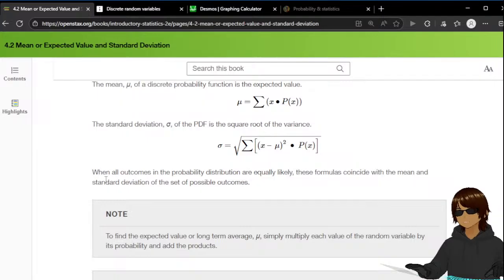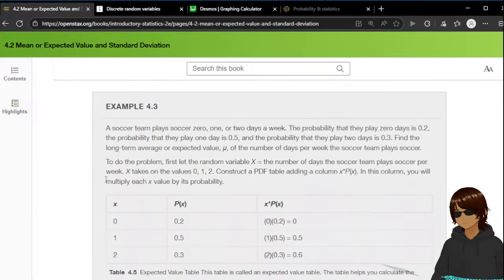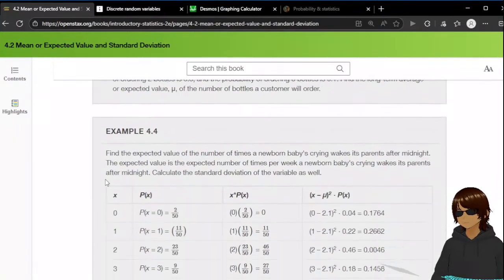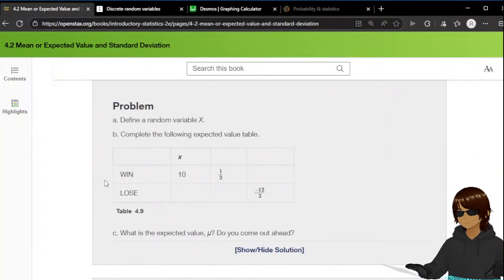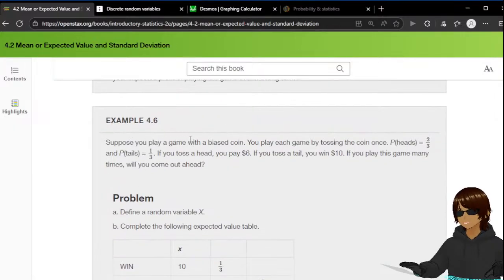When all outcomes in the probability distribution are equally likely, these formulas coincide with the mean and standard deviation of the set of possible outcomes. Suppose you play a game with a biased coin. You play each game by tossing the coin once. P heads is 2 over 3. P tails is 1 over 3. If you toss a head, you pay $6. If you toss a tail, you win $10. If you play this game many times, will you come out ahead?